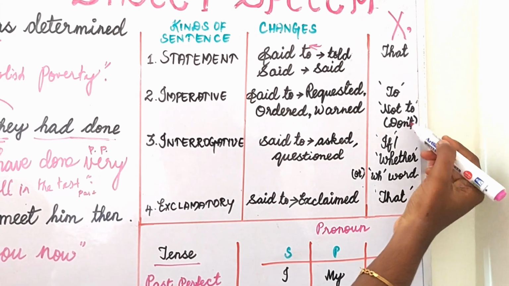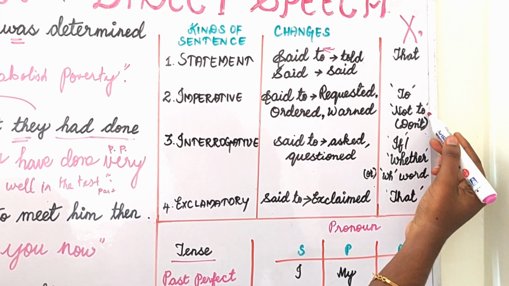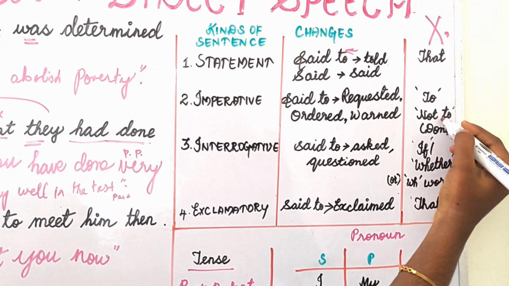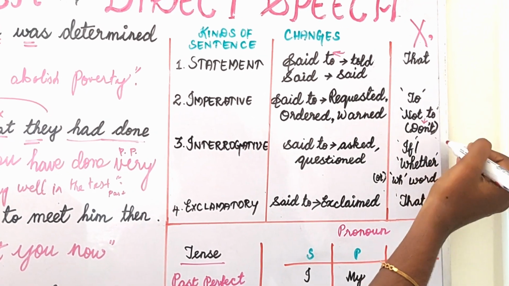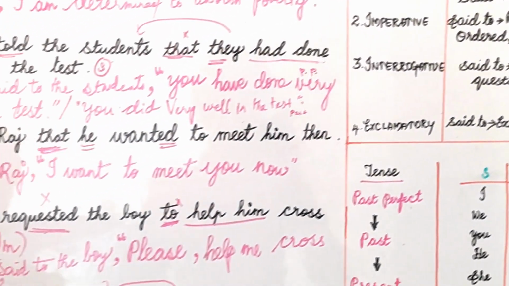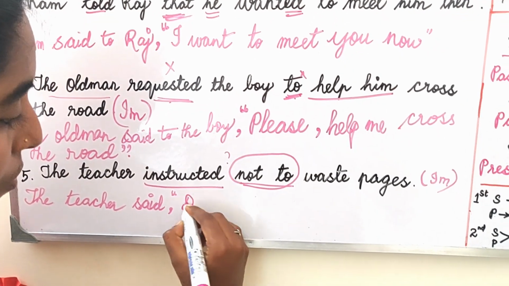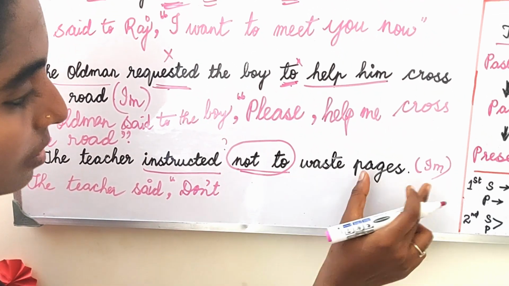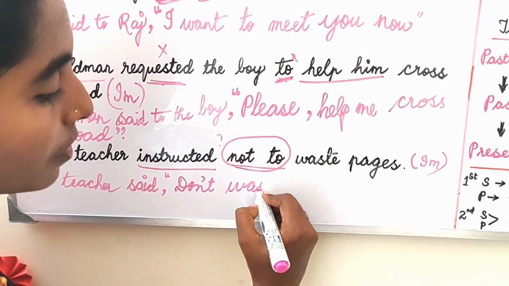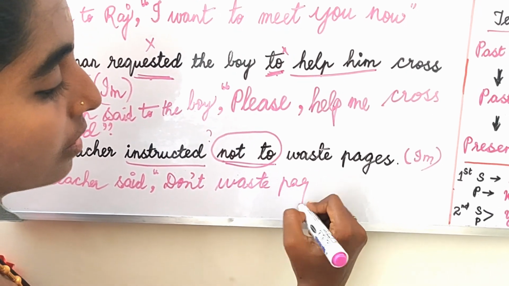When don't comes, we have written not to for negative sentence. So reverse what we have to do. Instead of not to, what you have to add? Don't. Okay. So teacher said, don't. That's it. Remaining just like that you write. Don't waste pages.